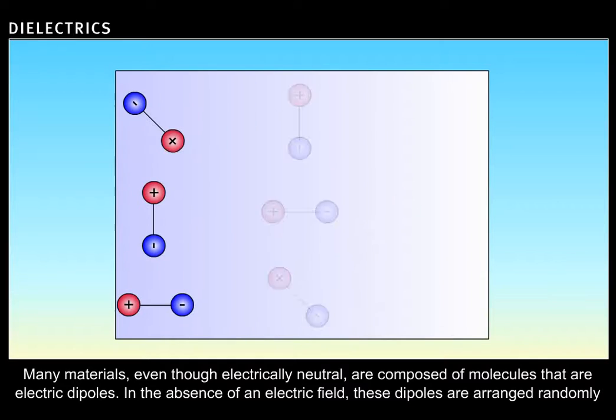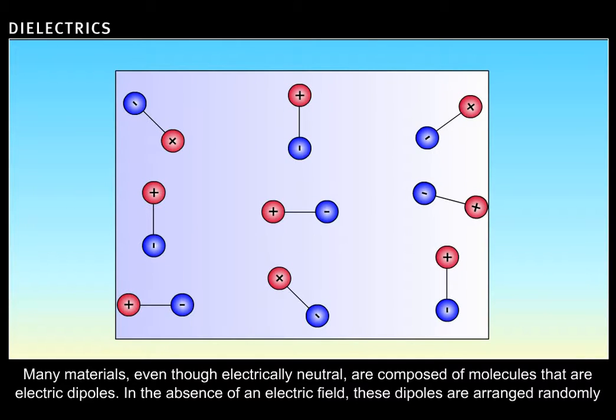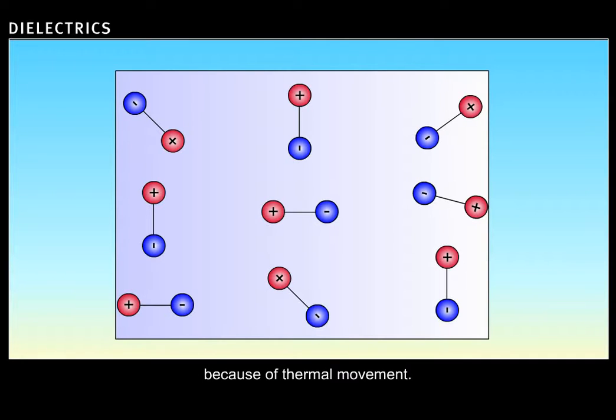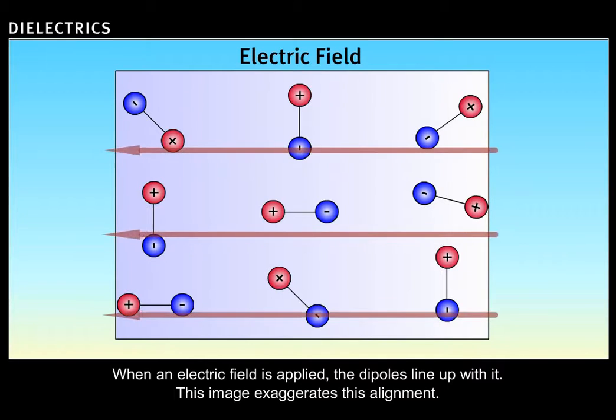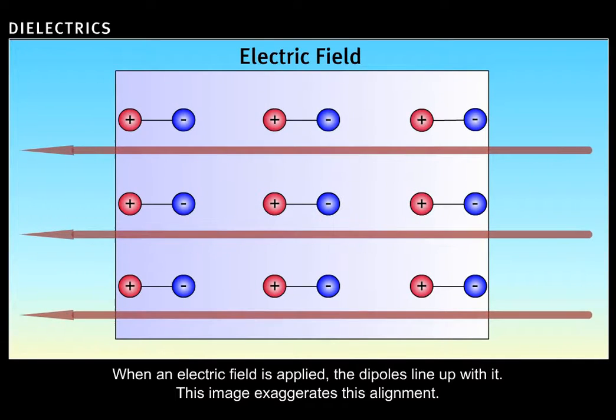Many materials, even though electrically neutral, are composed of molecules that are electric dipoles. In the absence of an electric field, these dipoles are arranged randomly because of thermal movement. When an electric field is applied, the dipoles line up with it. This image exaggerates this alignment.